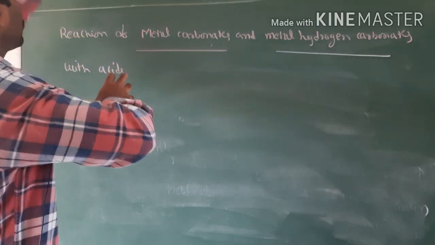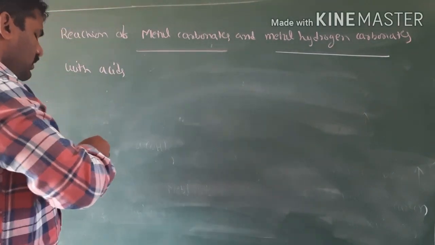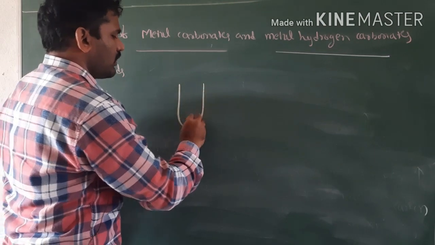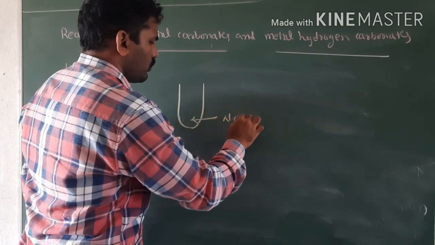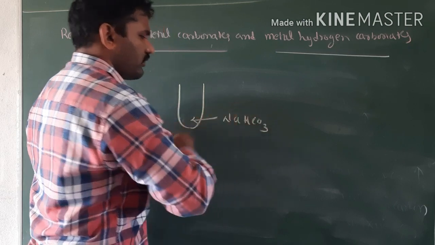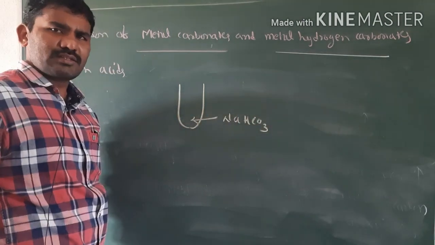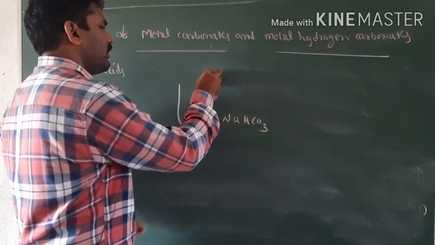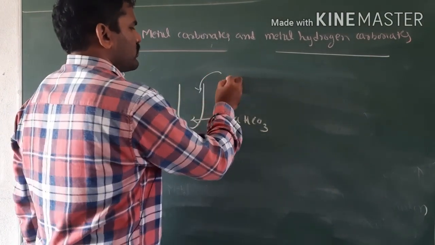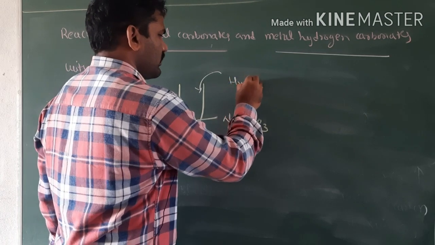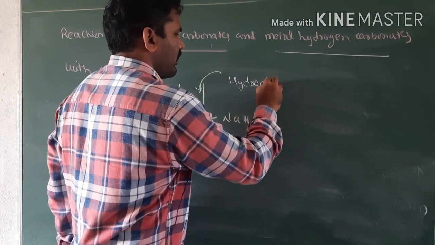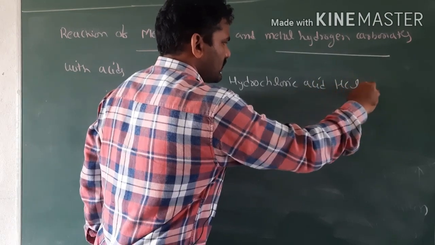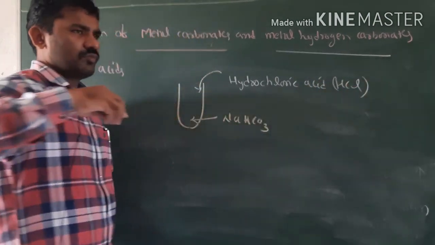Now let us try to understand what happens when metal hydrogen carbonates react with acids. In a test tube, take sodium hydrogen carbonate, formula NaHCO3. To this add sulfuric acid or hydrochloric acid. This time I am going to add hydrochloric acid to it. The formula of hydrochloric acid is HCl.